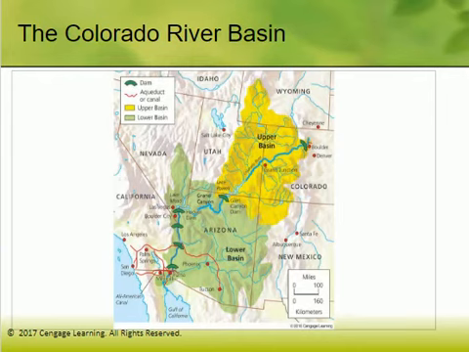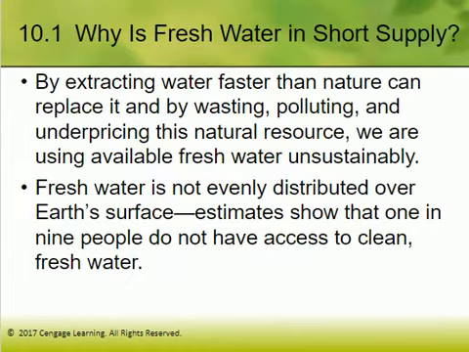There are 14 dams on this one river, just trying to control how much water is available at different places. Anytime you're damming up water, you're hurting what's downstream. So why is fresh water in short supply? Well, we use a ton of it. We know from the fall that we use a ton of it in animal agriculture. We use a ton of it ourselves.